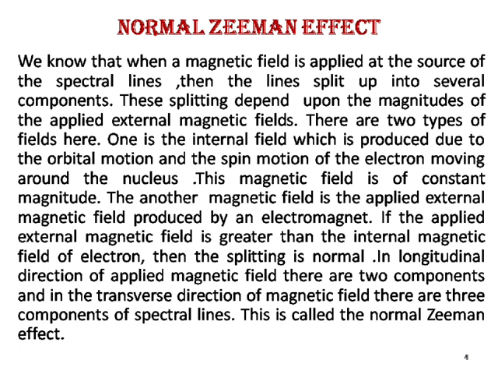If the applied external magnetic field is greater than the internal magnetic field of the electron, then the splitting is normal. In a longitudinal direction of applied magnetic field, there are two components, and in the transverse direction of magnetic field, there are three components of spectral lines. This is called the normal Zeeman effect.